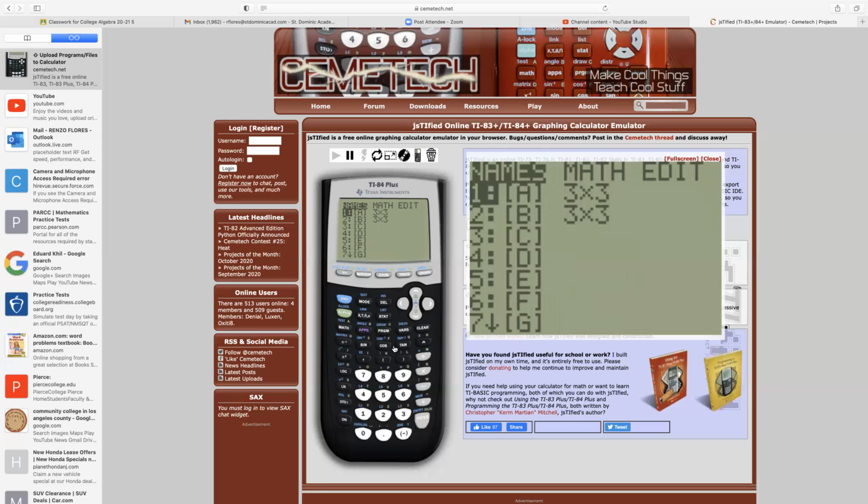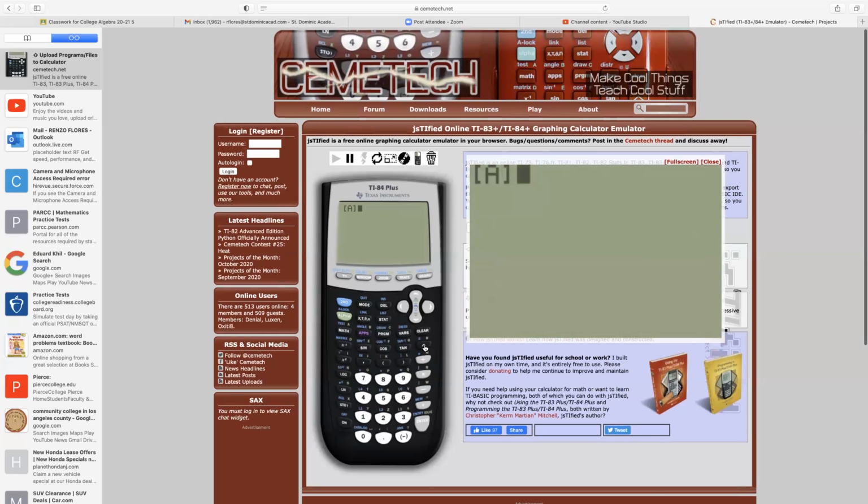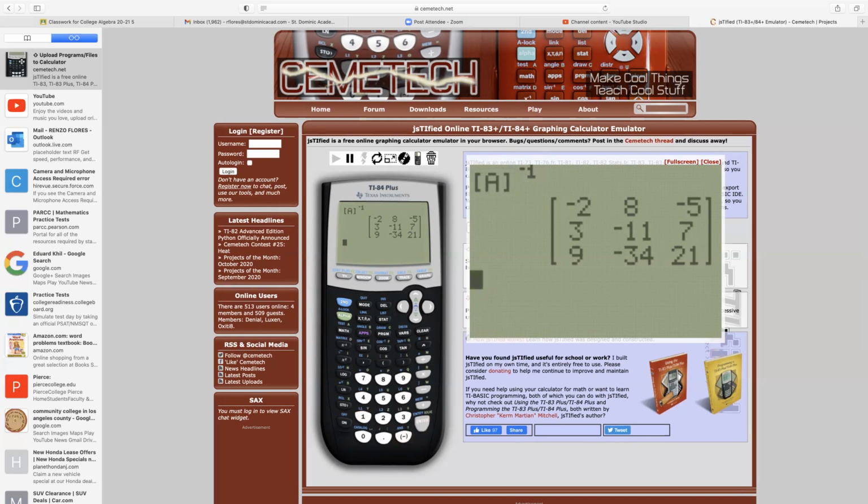You click on that matrix A, and you just put this hat, right? This means to the power of. So you put -1, and you get your inverse. That's it. That's the answer.